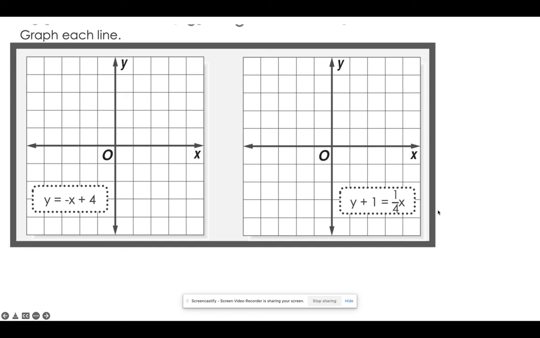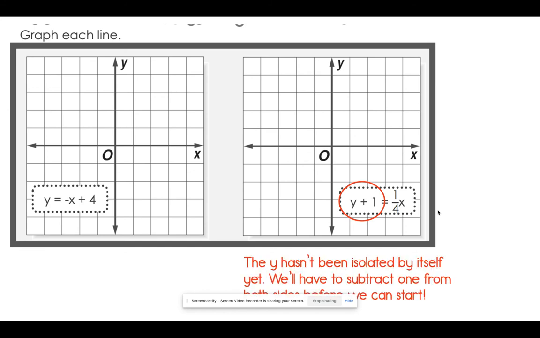On the right side here, we've got a problem. This is not in y equals mx plus b form yet. We need to fix this problem here with the y plus 1. So y hasn't been isolated by itself yet. We're going to need to subtract 1 from both sides before we can start. When we do that, we're going to get y is equal to 1/4 x minus 1. And now we can graph it. We're going to have a slope of rise 1/4, and our y-intercept will be at -1.